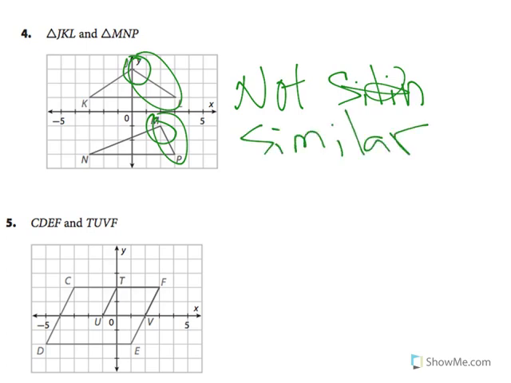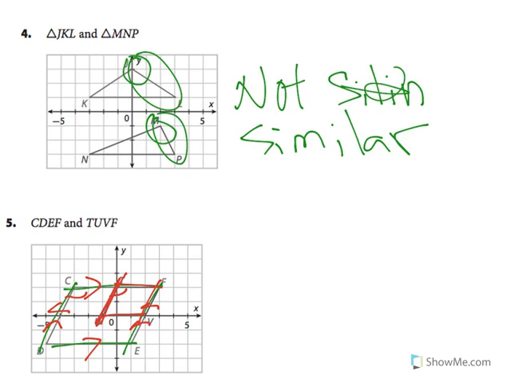Okay, and for number 5, we're mapping CDEF onto TUVF, right? So then these two lines are parallel and these two lines are parallel. Okay, so then that means that, and these are also parallel lines, so then corresponding angles are congruent. Right?